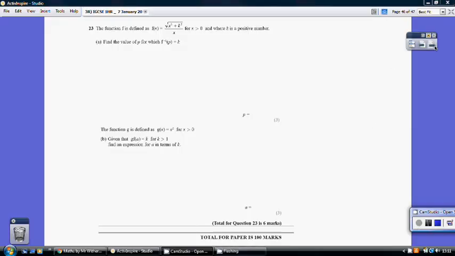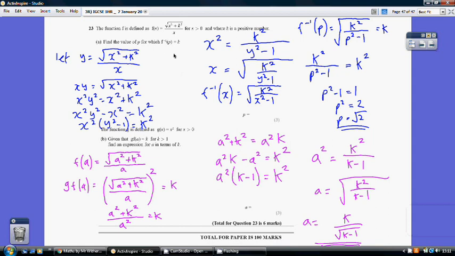23 part A. So we need to work out the inverse function for f. So we start off by just setting y being equal to the function, and then we need to go through the process to change the subject. So multiply both sides by x, and then to undo the square root we're going to square both sides. So xy becomes x squared y squared, and we've lost the square root on the right hand side.